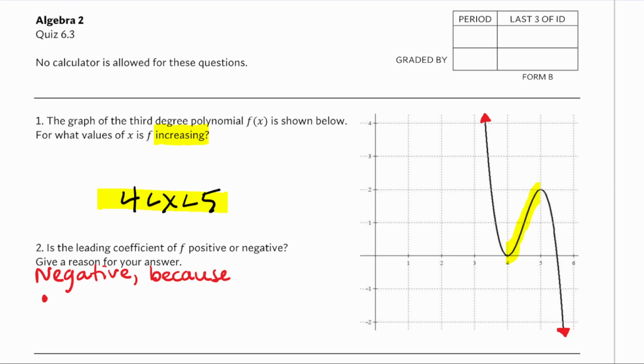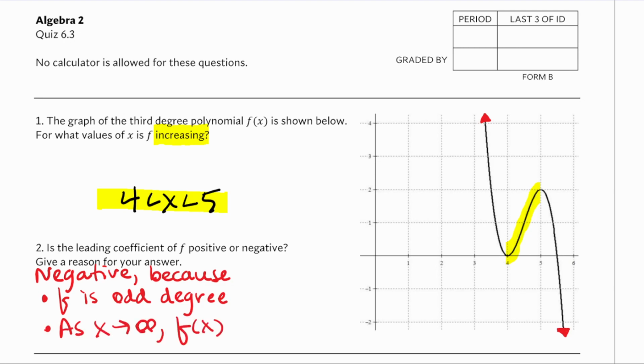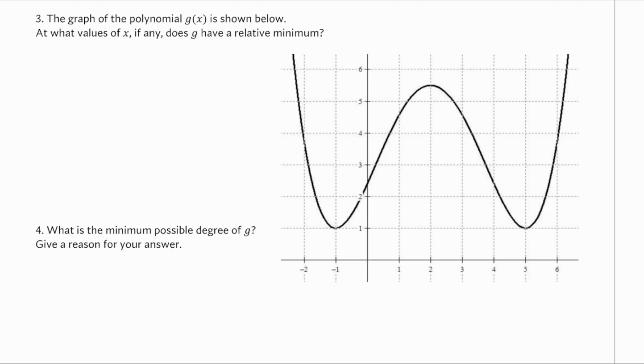My reason would be f is third degree. And as x approaches infinity, y, or f of x, is approaching negative infinity. Now we've got function g of x and asking where it has a relative minimum. Okay, so we can find those.